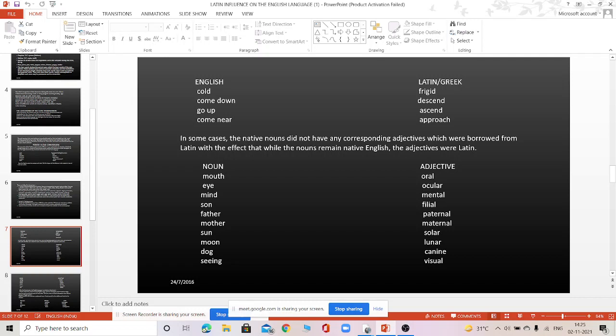Here look, mouth. That is a common enough English word, but the adjective form is oral. So oral transmission or oral composition, which we know, oral examination, it means by mouth. Eye is ocular, so anything relating to the eye is ocular. Mind, mental. This is a common enough word, we use these words in our everyday language. Son, filial. Father, paternal. Mother, maternal.